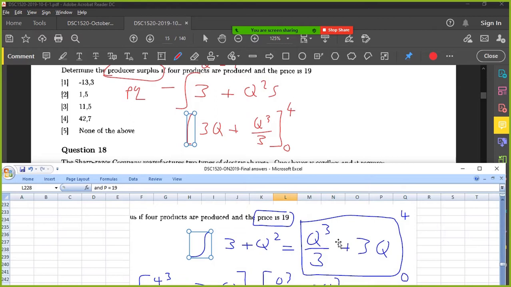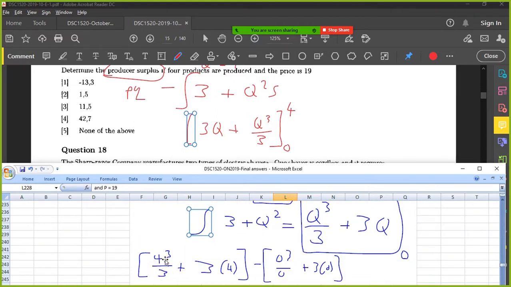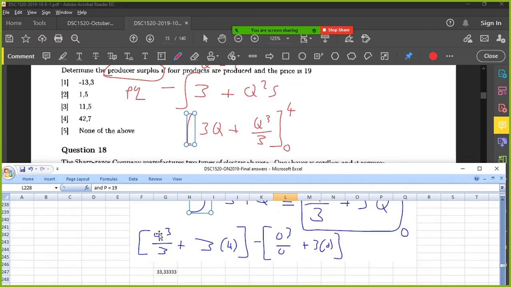Okay, and then once we've got that, you've got to plug in the 4 and the 0. So I put in the 4 here, and I'll put in the 0 there. All right, so 4 to the power 3 over 3 plus 3 times 4. Working that out on the calculator gave me, I think it was 33.3. And then minus obviously 0 here. Do you see that? Yep.